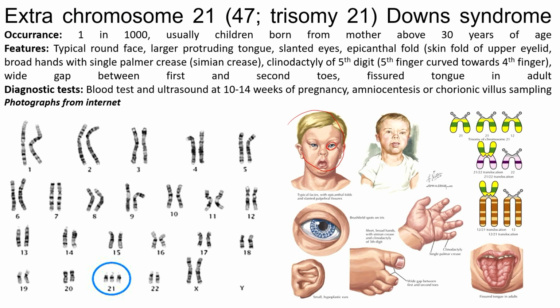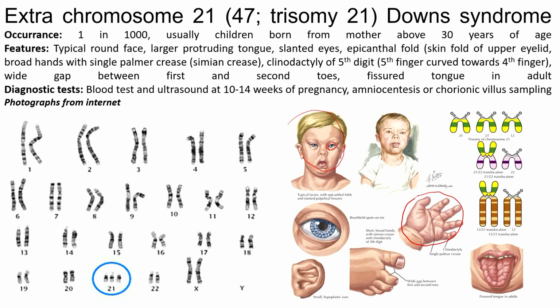Then broad hands with single palmar crease. This is our palm, and normally our crease is not a straight one, there are a few lines. In this picture, you can see only a single crease. So this is called single palmar crease or simian crease. Then you have clinodactyly of the 5th digit, that is the 5th finger curved towards the 4th finger. This is the 5th finger, curved towards the 4th finger.